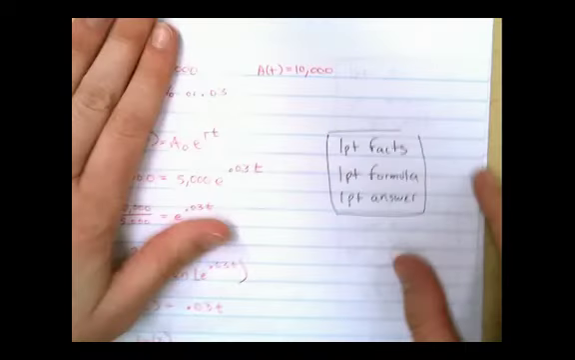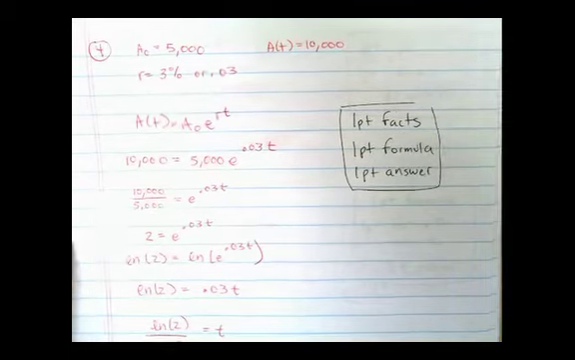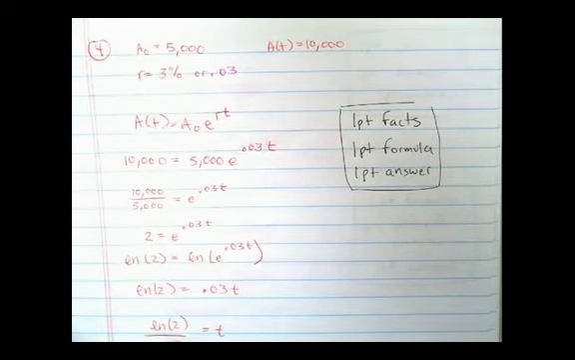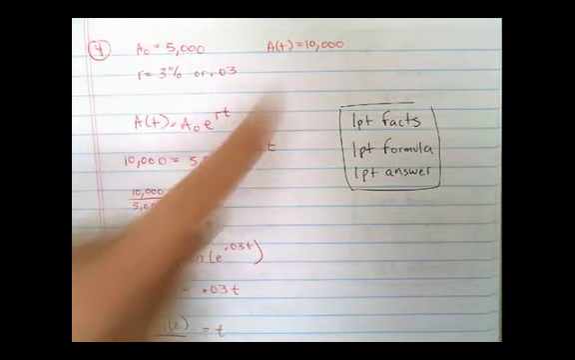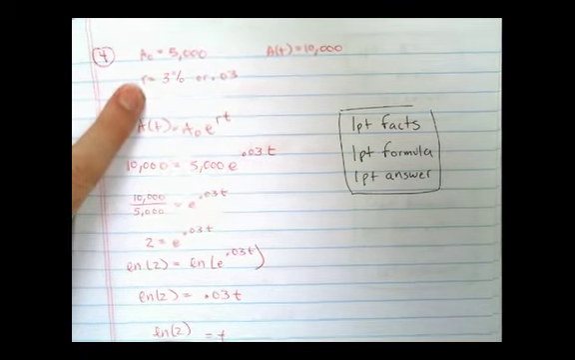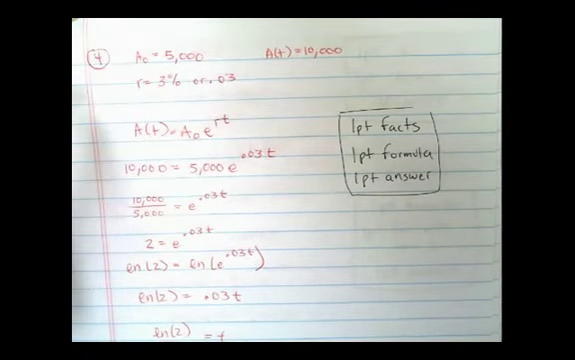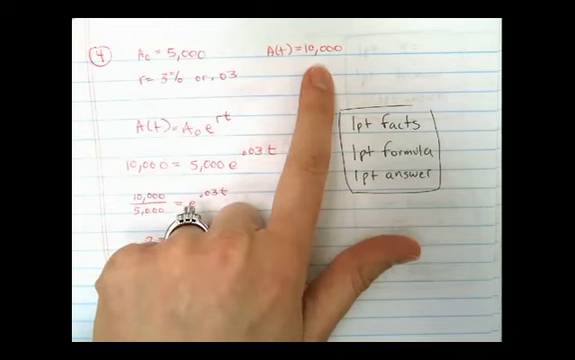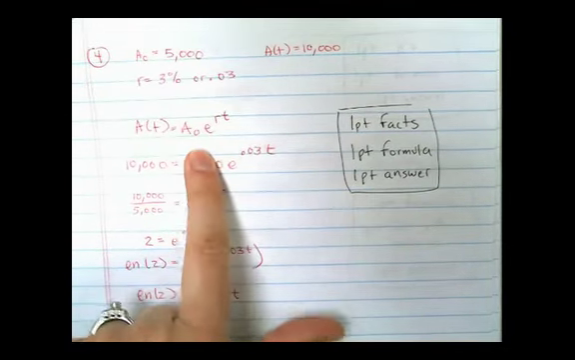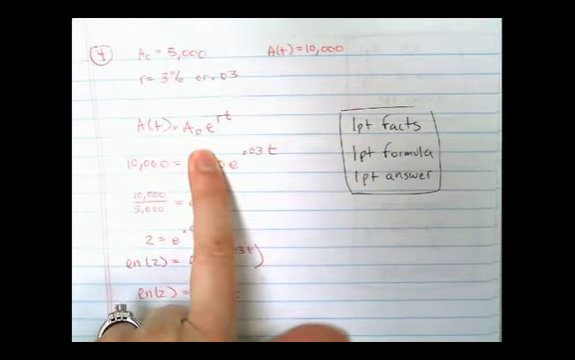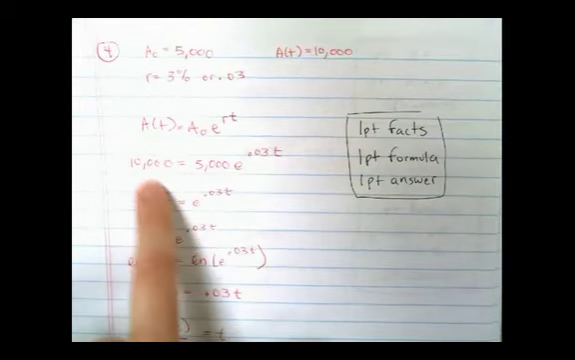So notice all these facts are counting for points. So like number 4, facts, formula, answer. 3 points for this problem if it was on the test. These are the facts. I listed them out. I labeled them. Interest rate is 3%, initially $5,000. $10,000 is what we're going to be getting. Here's my formula. I wrote down the formula. It's continuous, so I'm using the continuous formula.